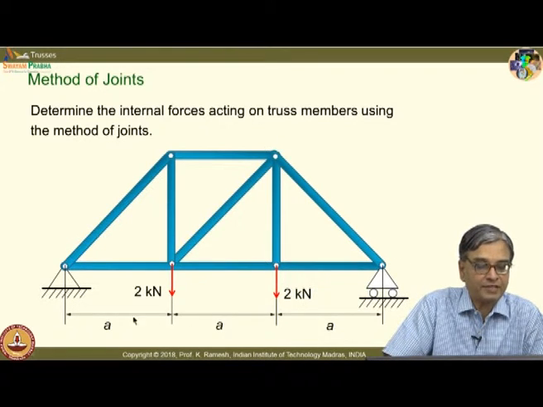And these members are at equidistance. A is the span length for each of these segments, and this is also symmetrically loaded. I have 2 kilonewton acting at this joint. I have another 2 kilonewton acting at this joint. And we would try to find out the forces in all these members by the method of joints.